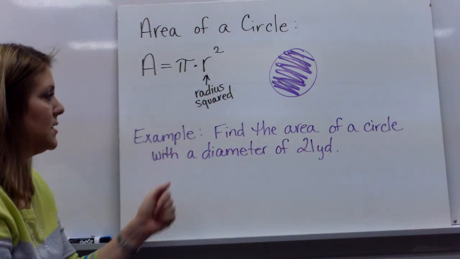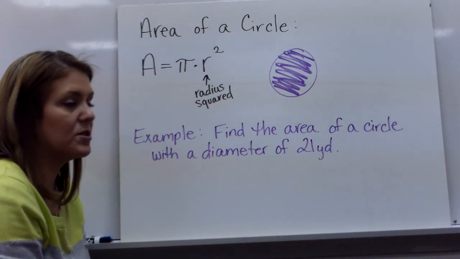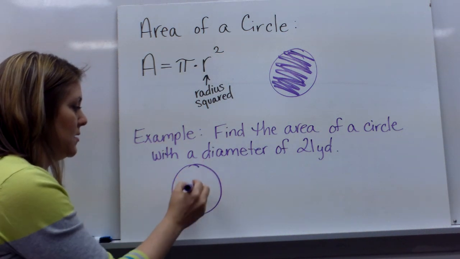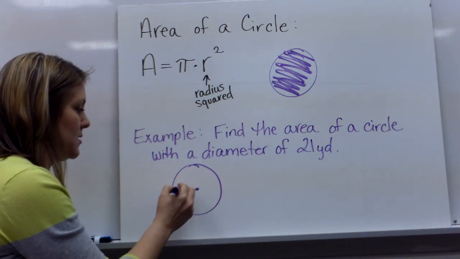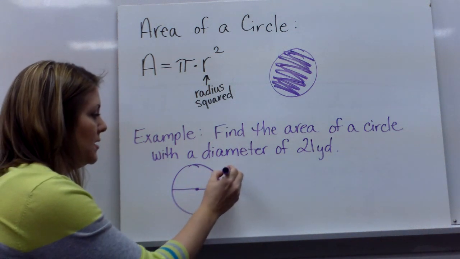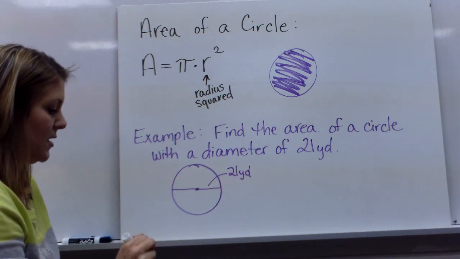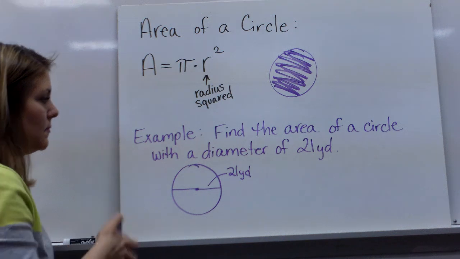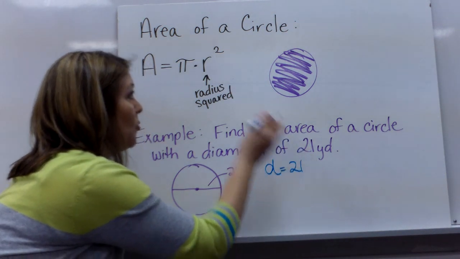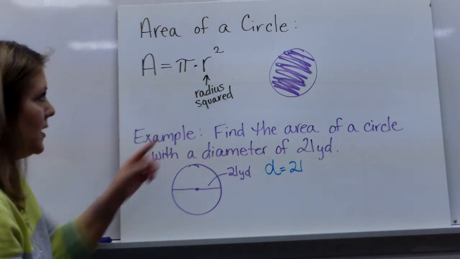All right, so our example, find the area of a circle that has a diameter of 21 yards. So what they're giving us is the distance across the circle through the center point. And they're telling us that that diameter is 21 yards. So they gave us d. So you have to think about, what do I need for my formula? And in this case, for the formula, we need the radius.